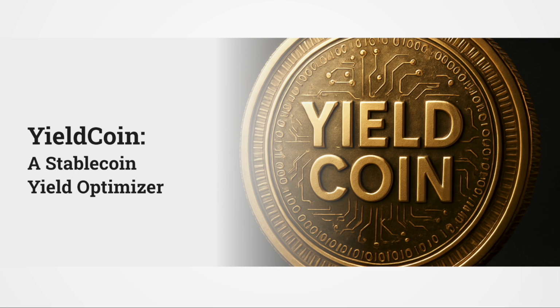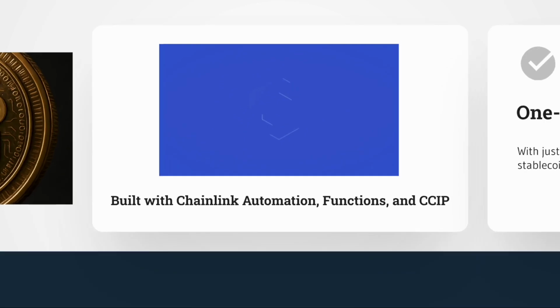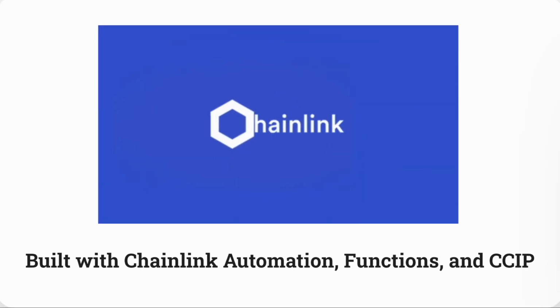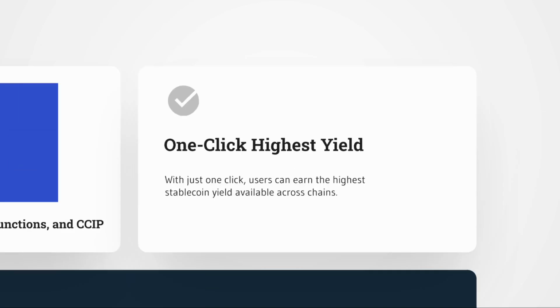YieldCoin is an automated cross-chain stablecoin yield optimizer. YieldCoin has been built with Chainlink automation, functions, and CCIP, and offers users the simplest possible experience to maximize their stablecoin yield in just one click.